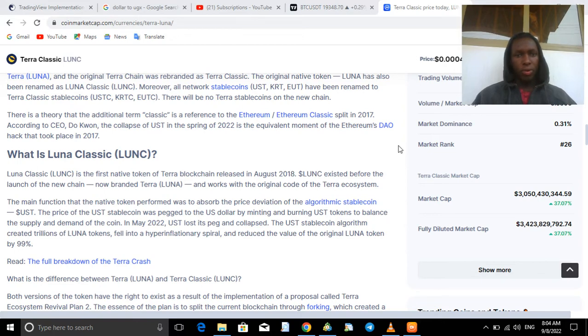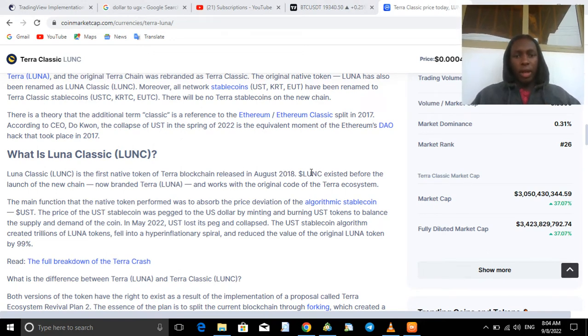Now for those who don't know what Terra Luna or Terra Classic is, because they upgraded it from Terra Luna to Terra Classic, its abbreviation is LUNC. That's what they call Terra Classic. Now Terra Classic is the first native coin of the Terra blockchain, released in August 2018. This Terra Classic or Terra Luna is a cryptocurrency which has its own blockchain, which is called the Terra blockchain.